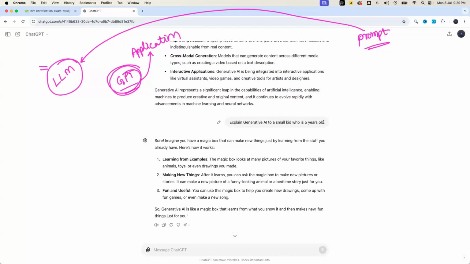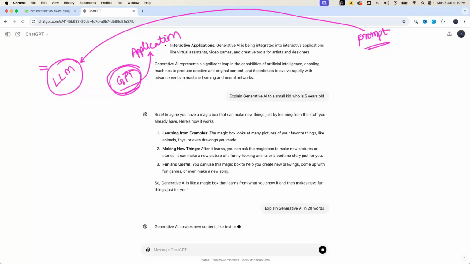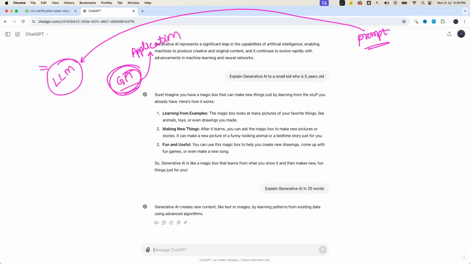Now let me try out one more thing. I'm going to say, explain generative AI in, let's say, 20 words. Okay, I'll just say explain generative AI in 20 words. So when I ask this question, see, now the response from this large language model, ChatGPT, has ensured that it is explaining the term generative AI within 20 words. So what does it mean?